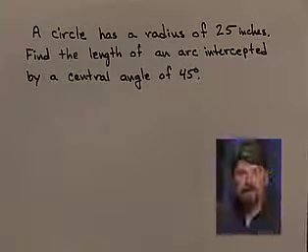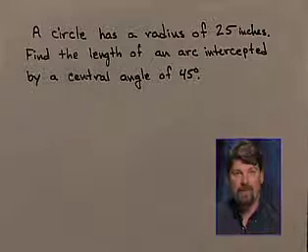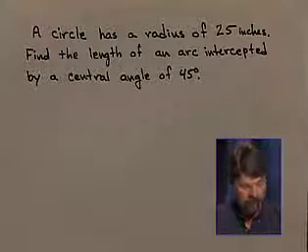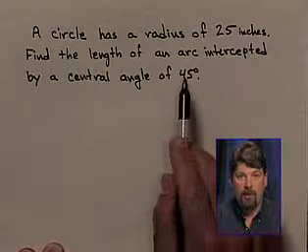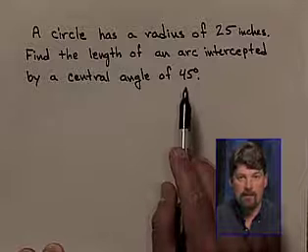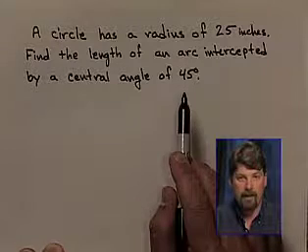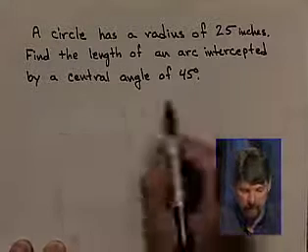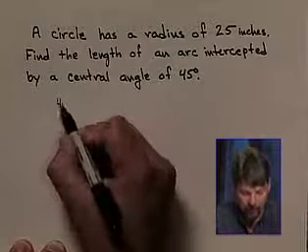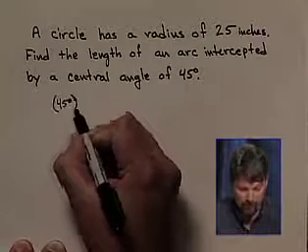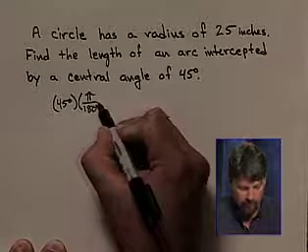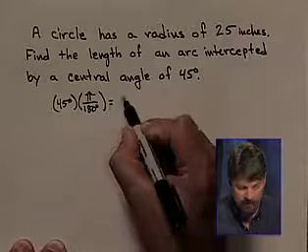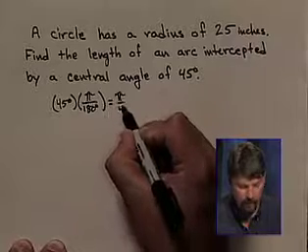A circle has a radius of 25 inches. Find the length of an arc intercepted by a central angle of 45 degrees. Now, the first thing we have to do in this problem is convert 45 degrees to radians, because our formula is specific to radian measure of angles. So to convert 45 degrees to radians, I'll multiply it by pi over 180 degrees. And simplifying this gives pi over 4 radians.